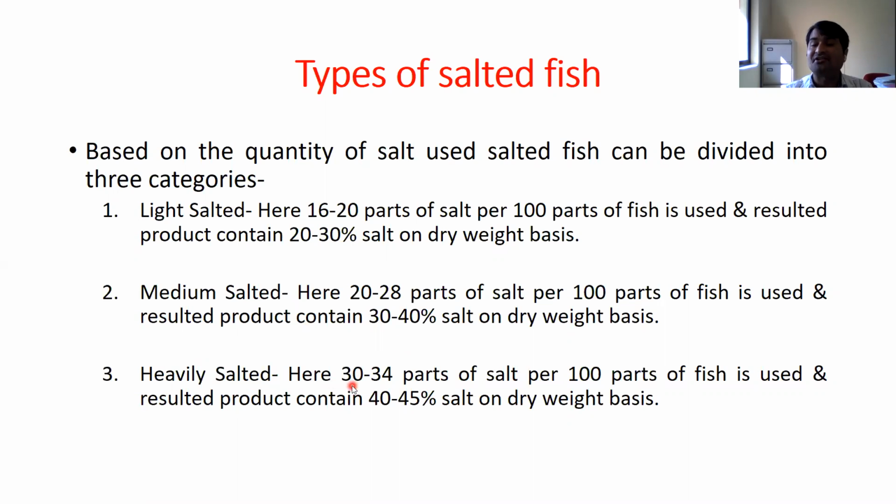Then heavily salted, here 30 to 34 parts of salt per 100 parts of fish. That means 100 kg fish के लिए 30 से 34 kg सॉल्ट चाहिए, और जो प्रोडक्ट बनेगा उसमें सॉल्ट का कंसेंट्रेशन on dry weight basis will be 40 to 45%. So these are the three types of salted fish based on the quantity of salt used. कितना salt हम use कर रहे हैं salted fish बनाने के लिए, based on that it has been grouped into three: light salted, medium salted and heavily salted. Okay, understood?